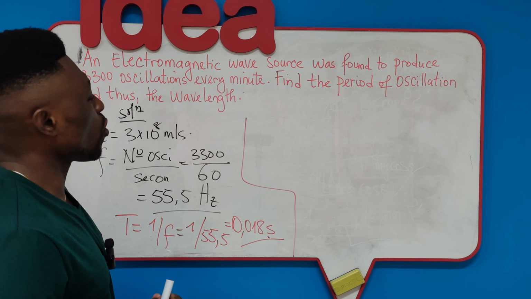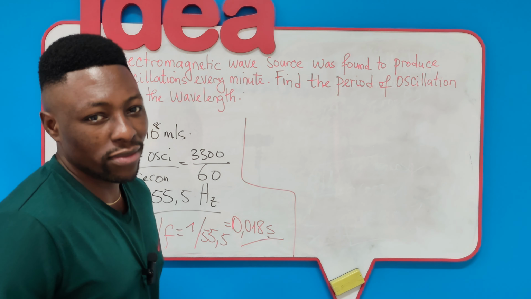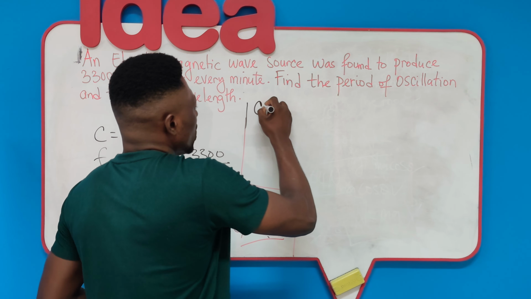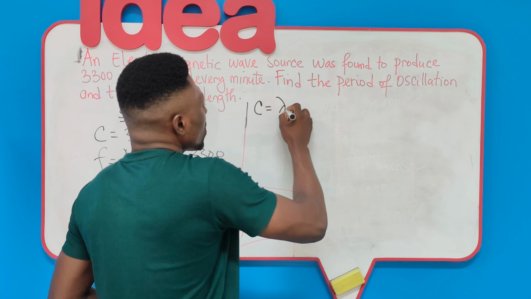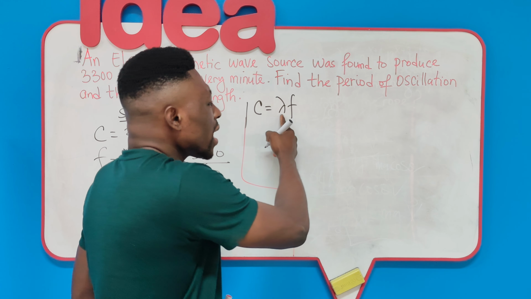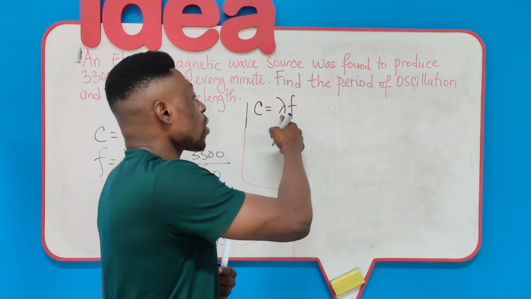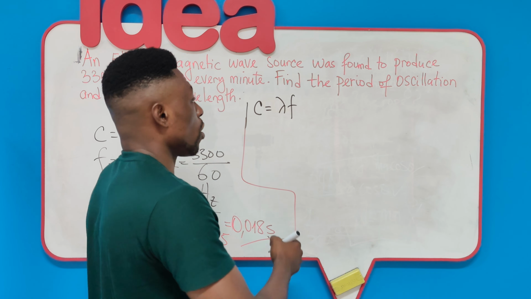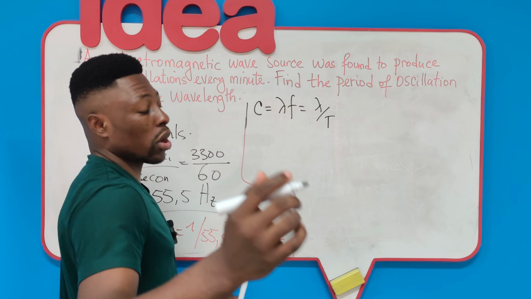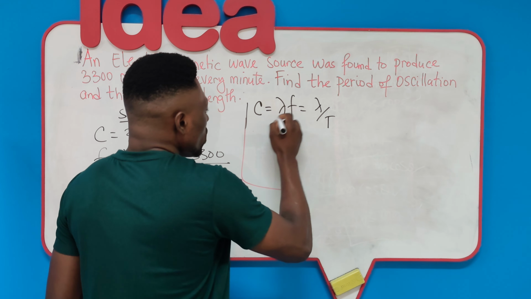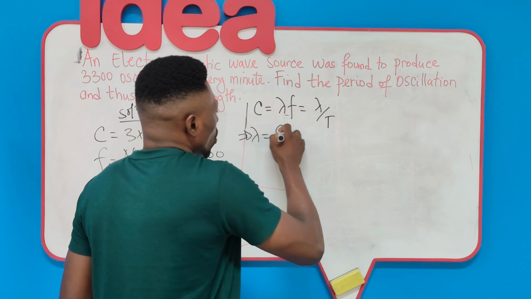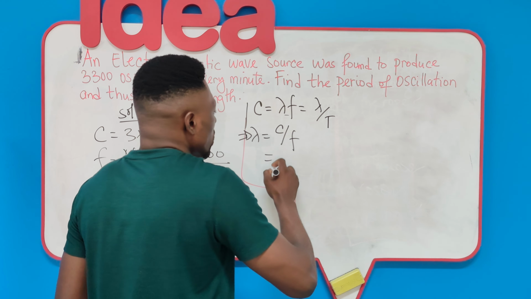Now it says find the wavelength. Once more, we have to recall a formula, that of wave speed, which says wave speed is equal to lambda f. In this formula, lambda is the wavelength which we are looking for, and f is the frequency. This could otherwise be written as this all over T, where T is the period. It's all up to you. So according to this, lambda, which we are looking for, is the wave speed divided by the frequency.